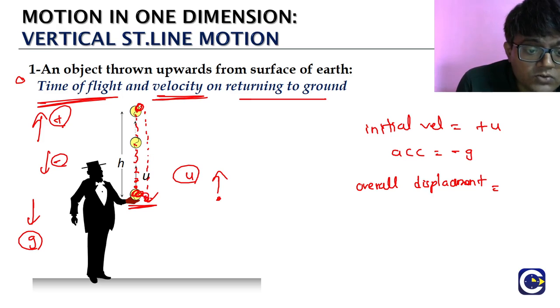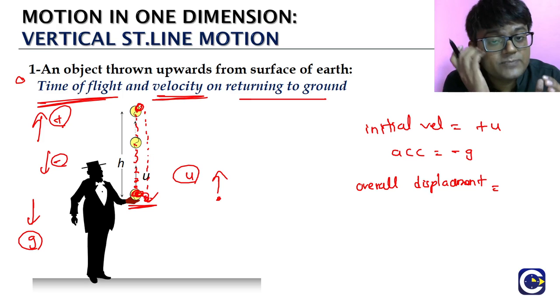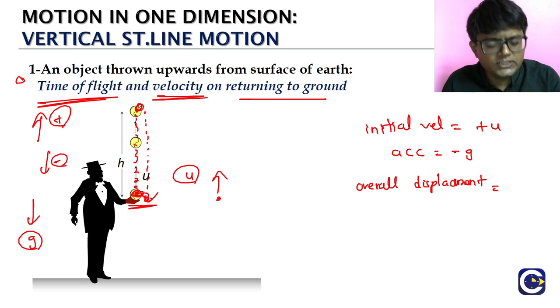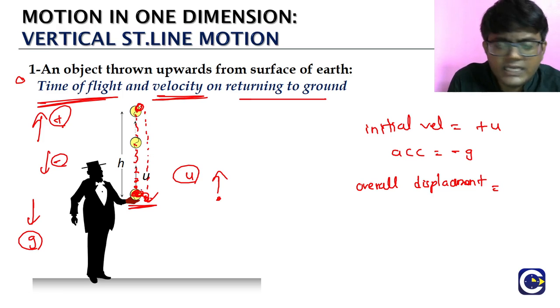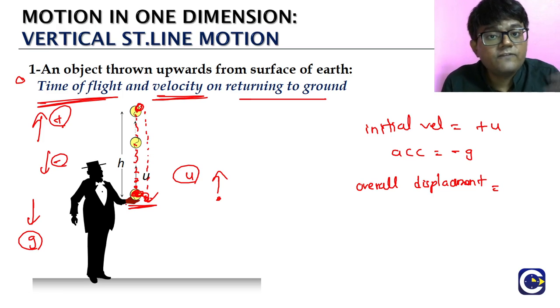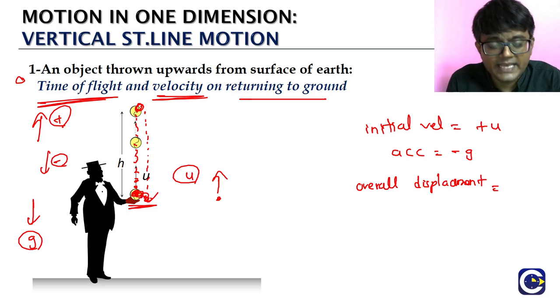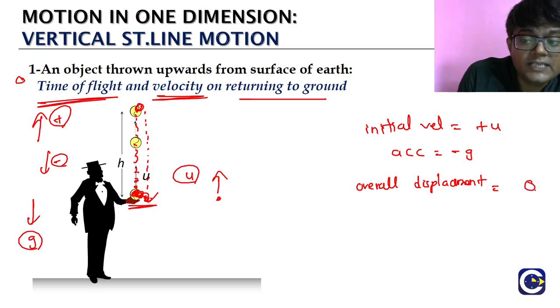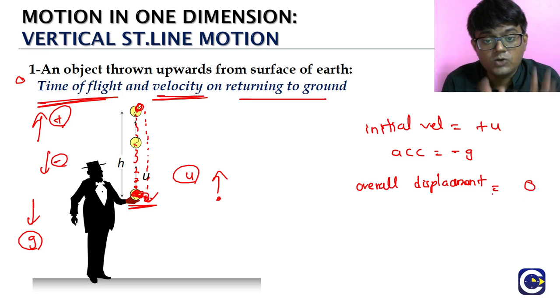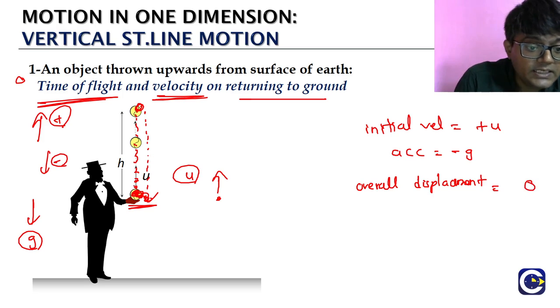Now if you want to talk about the overall displacement, displacement means what? It is the shortest distance between the initial point and the final point. Initially wherever the object is, finally also it is the same location, right? It is coming back again, which means the overall displacement is going to be 0. You have to pay attention to it one more time.